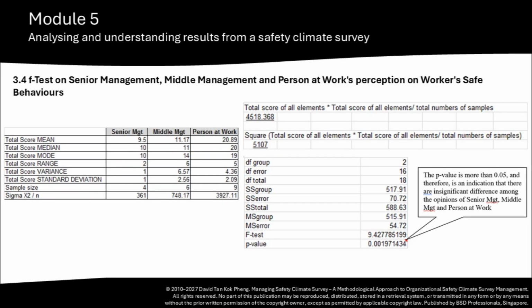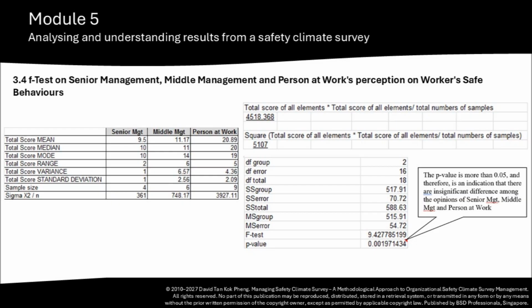Next, an F-test was conducted to determine whether there were significant differences in perceptions of workers' safe behaviors among the three respondent groups: senior management, middle management, and persons at work. The computation was carried out as presented in the preceding table.